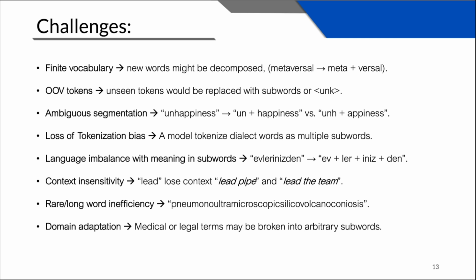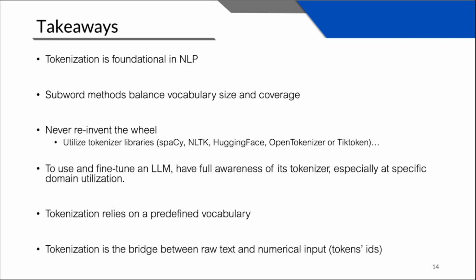Context insensitive tokenization. Most tokenizers segment text without considering the context. For example, the term lead, whether it is a noun or a verb. Inefficient representation of long or rare words. Rare morphologically complex words can explode into multiple tokens, which will increase the length and computational cost, and domain adaptation.